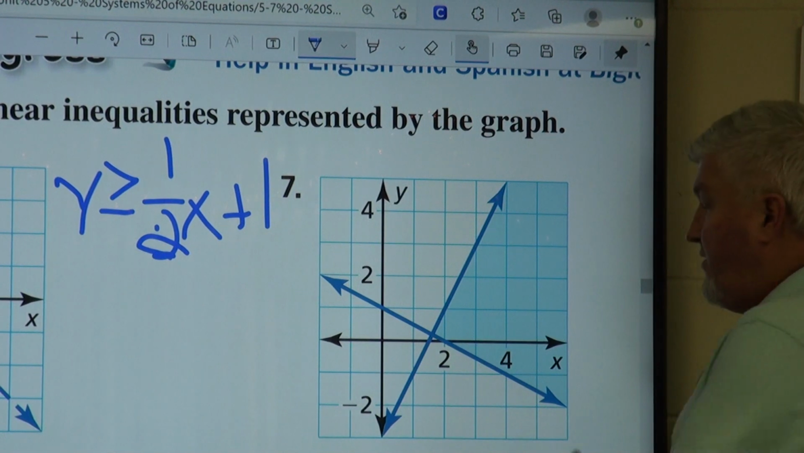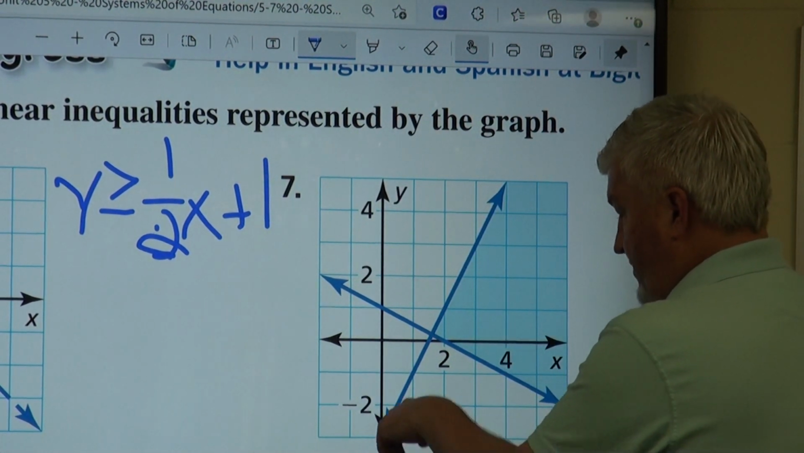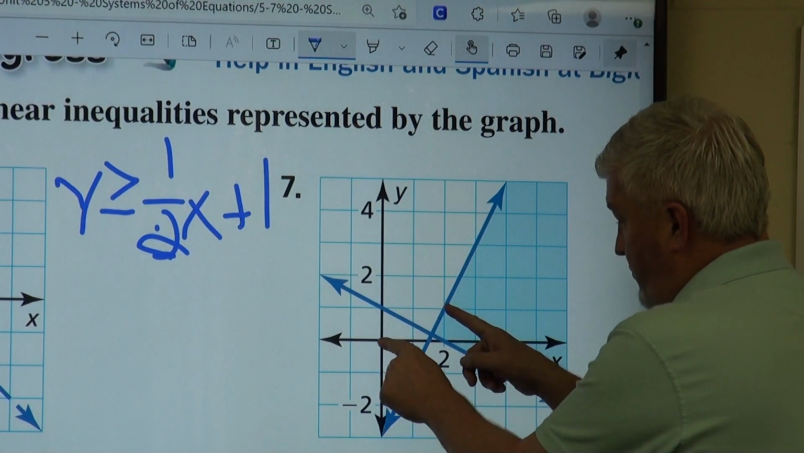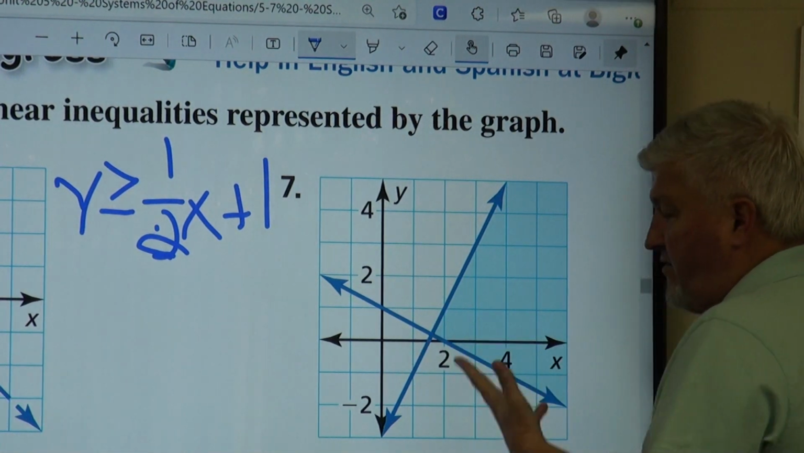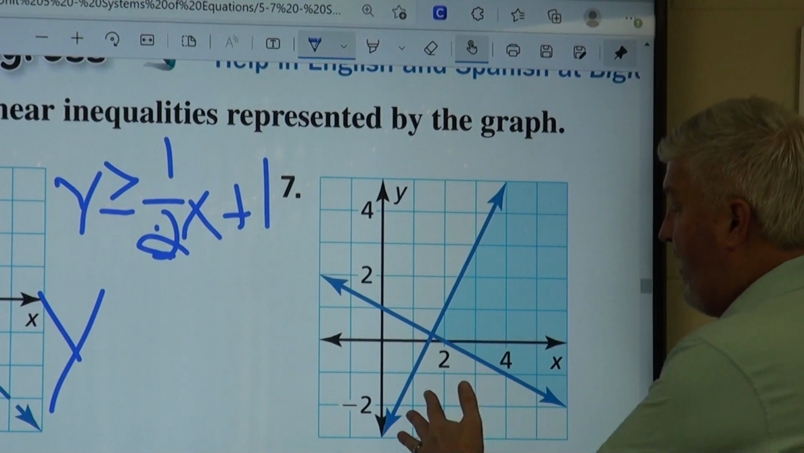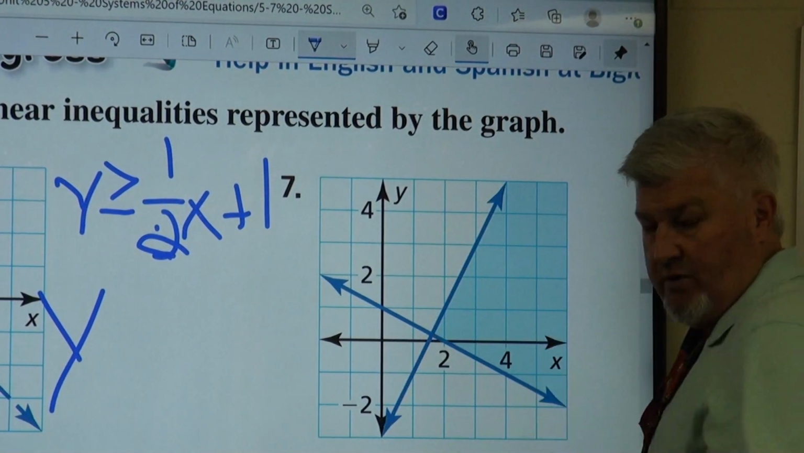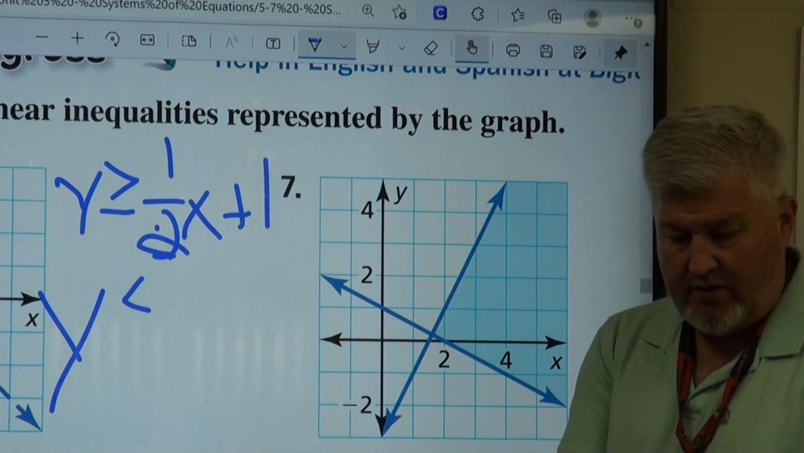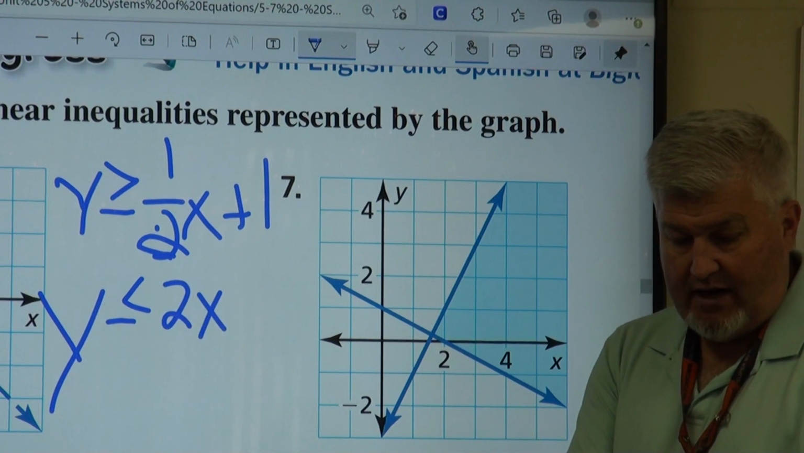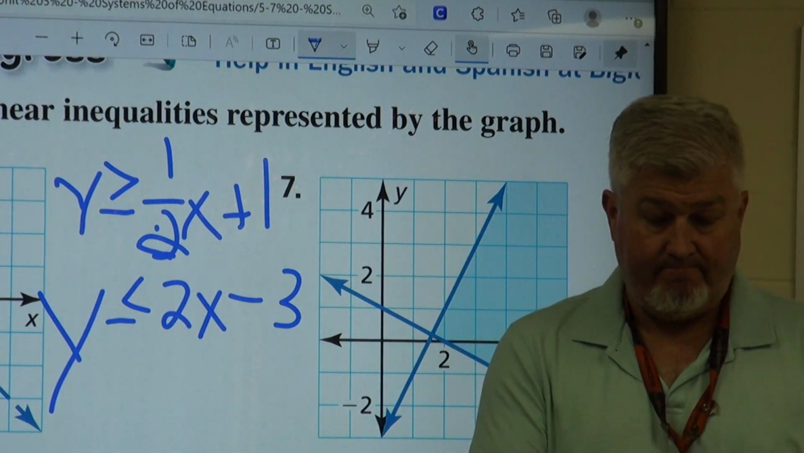Then the next line is here. The y-intercept is right down here at -3. The next time it hits the intersection is up here. So 1, 2, 3, 4 over 2. That is a slope of 2. So it's y, and again now everything here is below that line. As the line goes up, everything's below it, so it is less than or equal to, the slope we said was 2x minus the y-intercept. Okay, so there's your solutions.